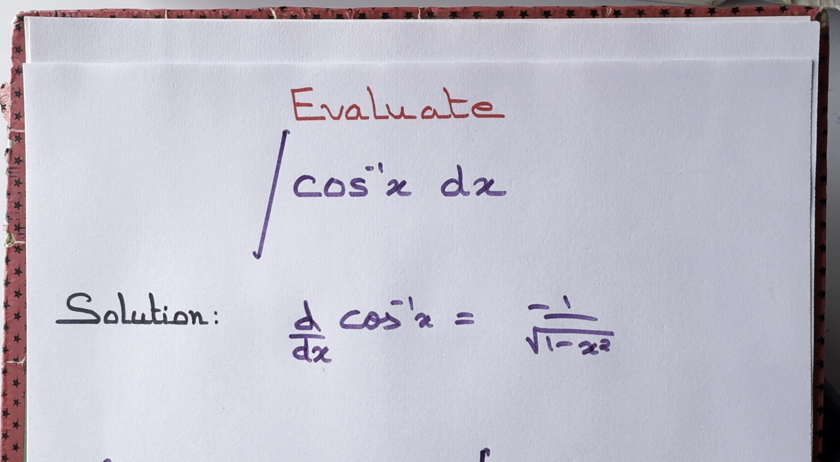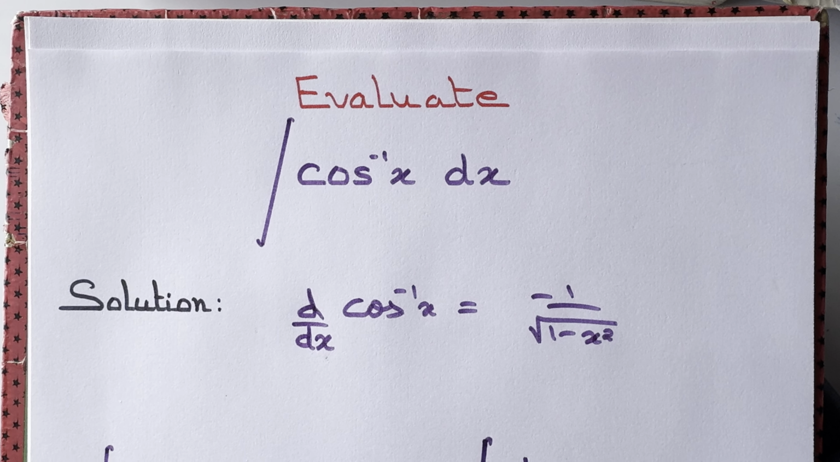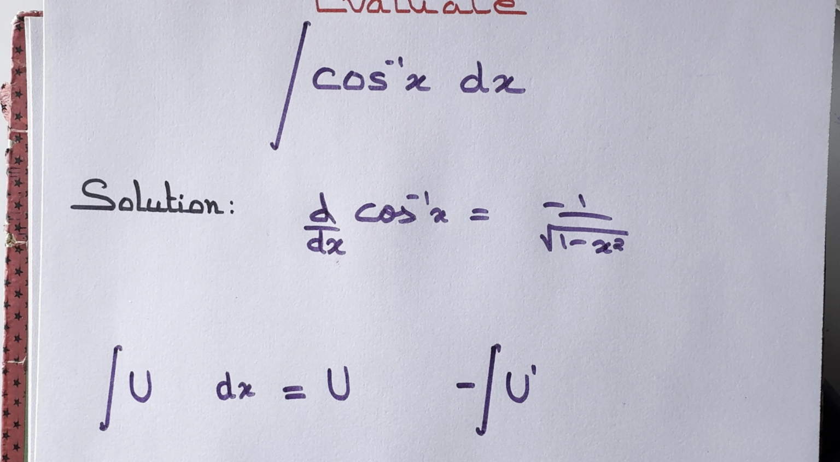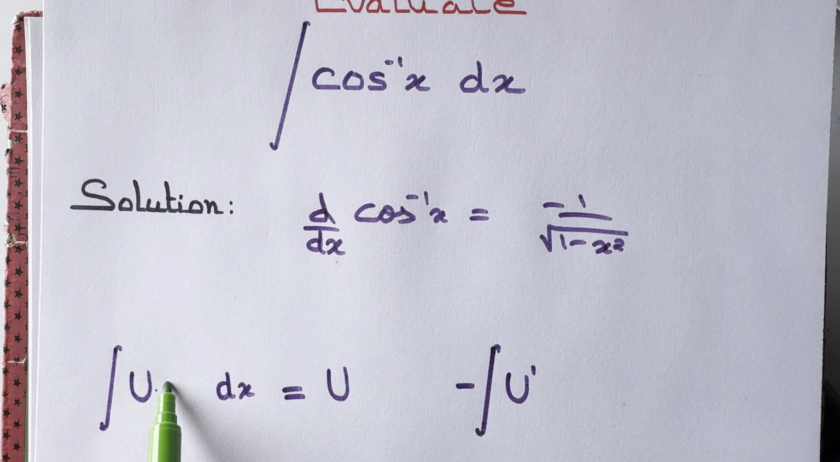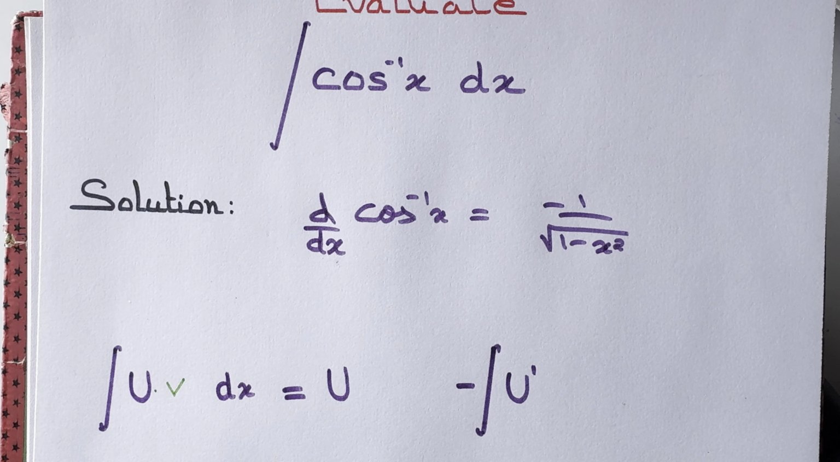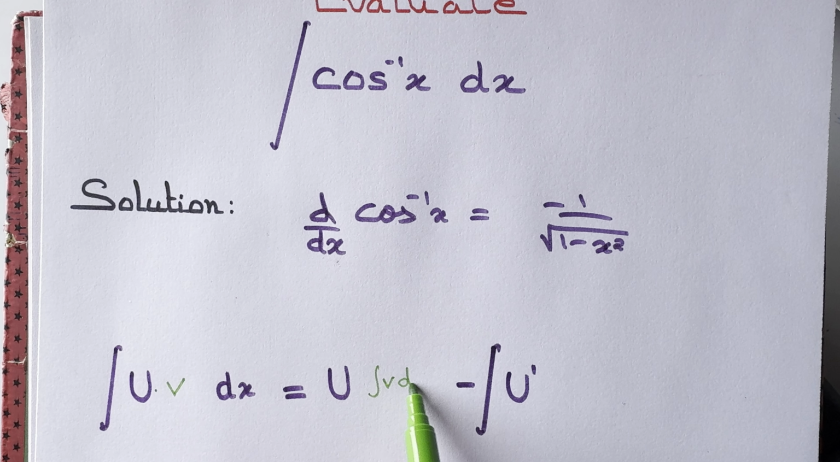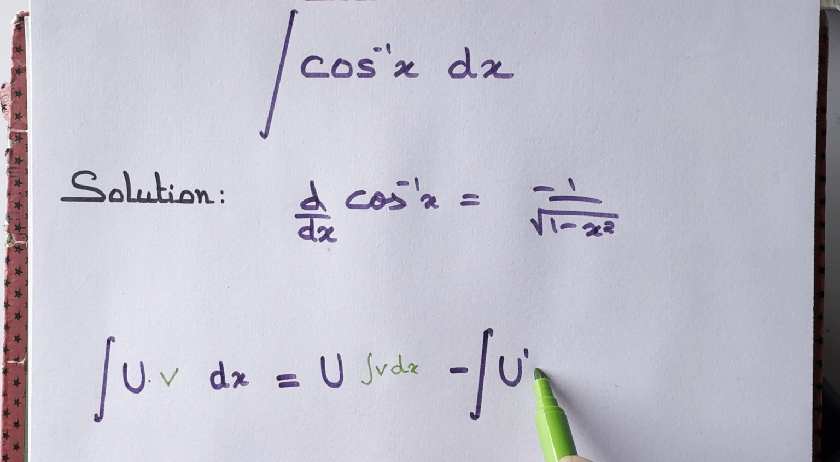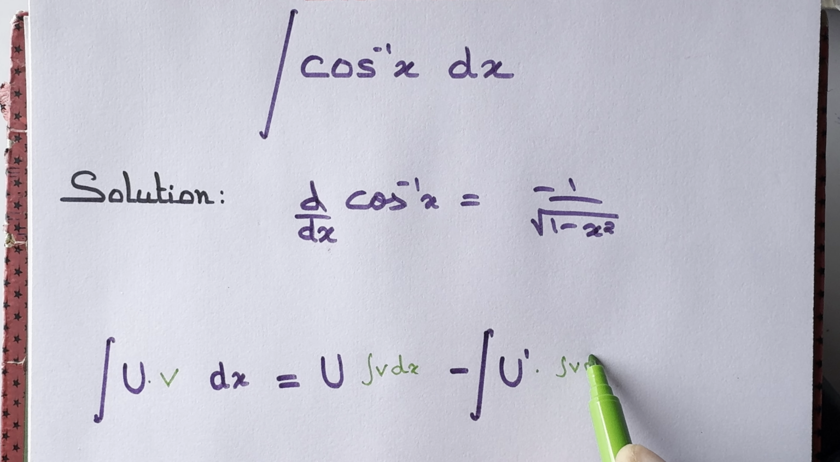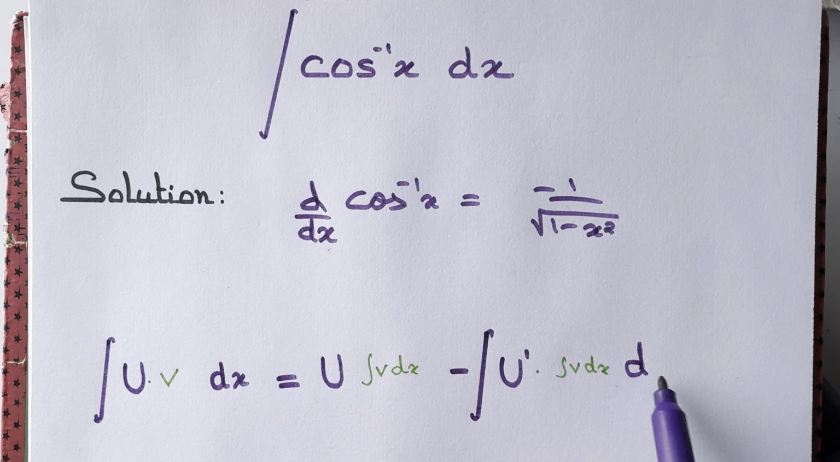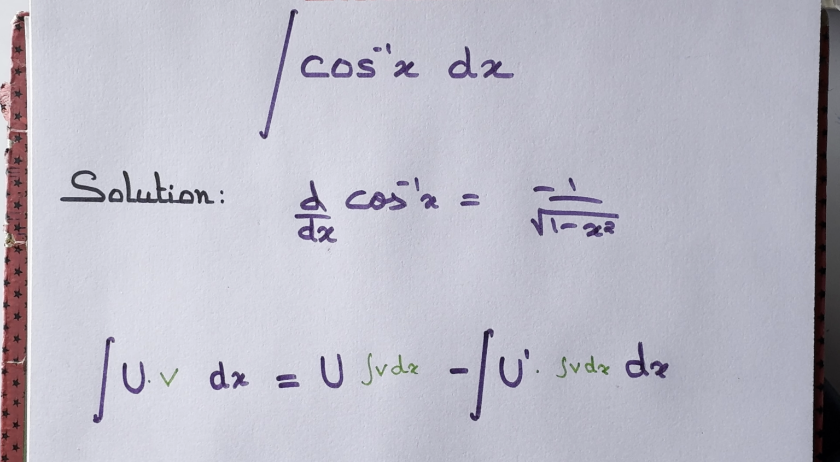We can do it by applying the product rule of integration. Let's recall what the product rule of integration is. If we want to evaluate the integral of the product of two functions u and v, that is given by the first function u, times the integral of the second function v dx, minus the integral of the derivative of the first function, u dash, multiplied with the integral of the second function v dx, and this whole expression has to be integrated once again. That is the product rule.